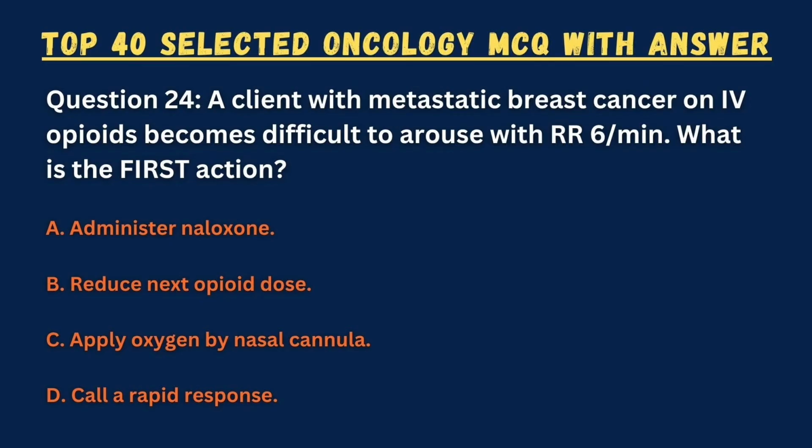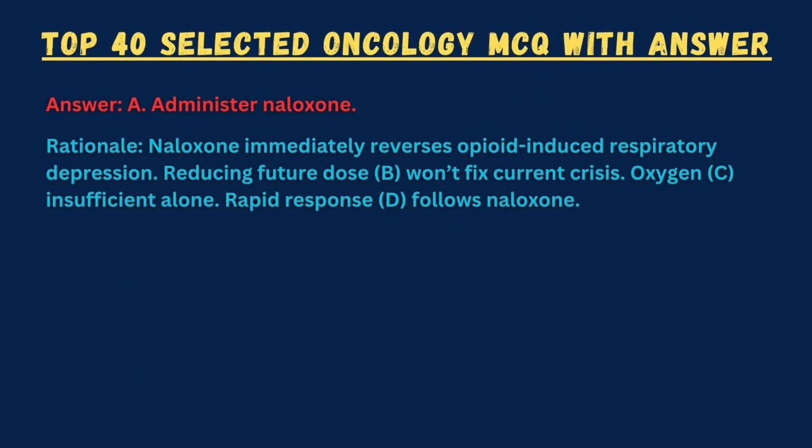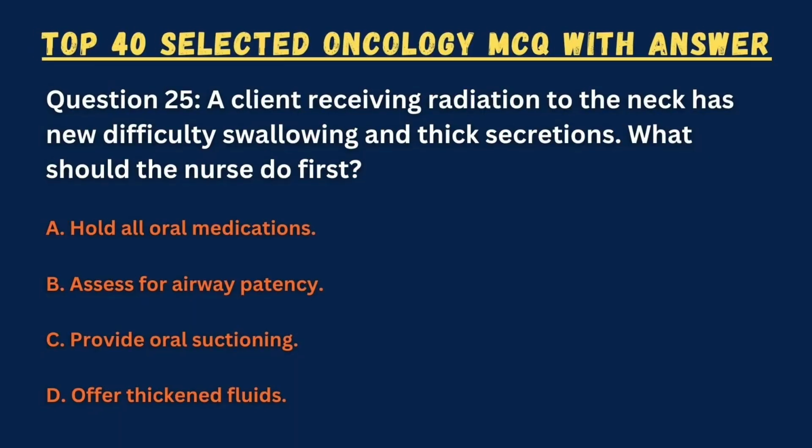Question 24. A client with metastatic breast cancer on IV opioids becomes difficult to arouse with a respiratory rate of 6 per minute. What is the first action? A. Administer naloxone. B. Reduce next opioid dose. C. Apply oxygen by nasal cannula. D. Call a rapid response. Answer: A. Administer naloxone. Rationale: naloxone immediately reverses opioid-induced respiratory depression. Reducing future dose. B. Won't fix current crisis. Oxygen. C. Insufficient alone. Rapid response. D. Follows naloxone.